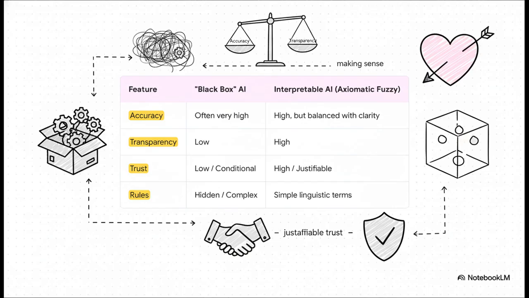And this table just lays it out so clearly. Look at the typical black box AI: low transparency, conditional trust. Now compare that to what axiomatic fuzzy modeling is aiming for. Instead of these ridiculously complex, hidden rules, it builds models from simple combinations of those linguistic terms we talked about, rules we can actually read and make sense of. It's all about finding that sweet spot: high accuracy, high transparency, and as a result, a high degree of justifiable trust.